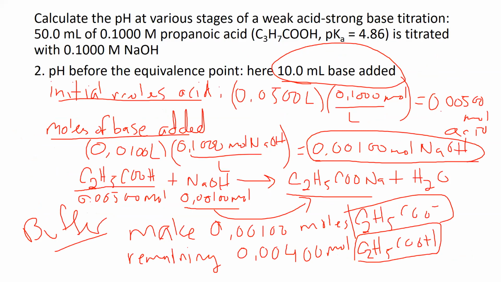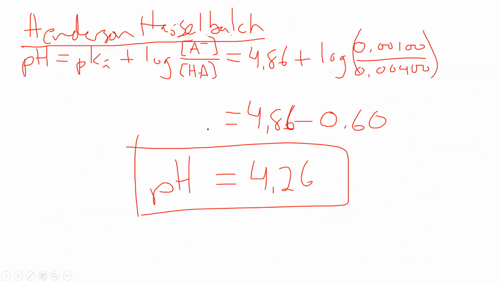After you start adding base, now you're going to have a mixture of the weak acid and its conjugate base. And so this is one of those times where you're going to look to basically find how much of the weak acid is remaining, how much of the conjugate base you've created, and then use Henderson-Hasselbalch to figure out the pH of this particular mixture.